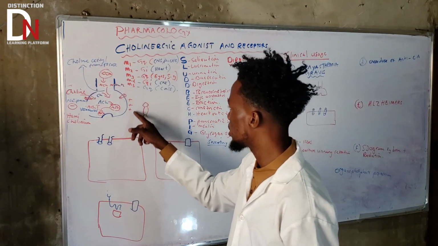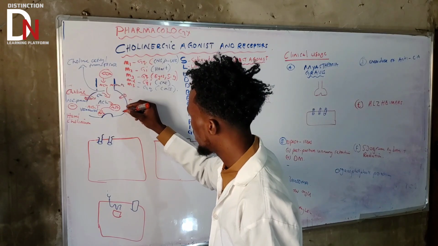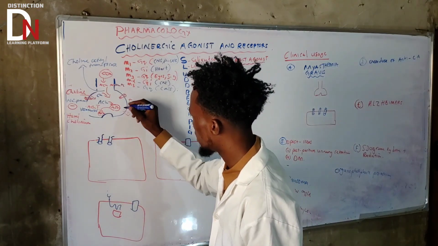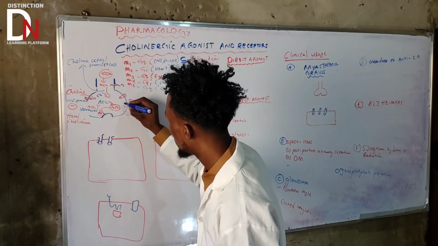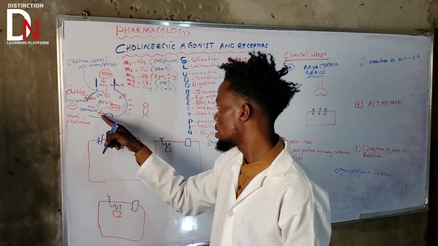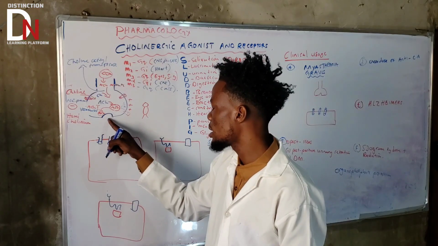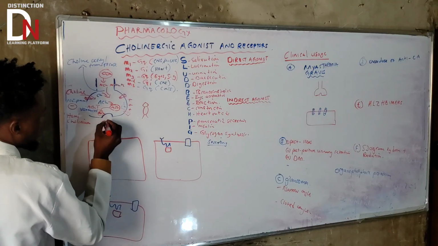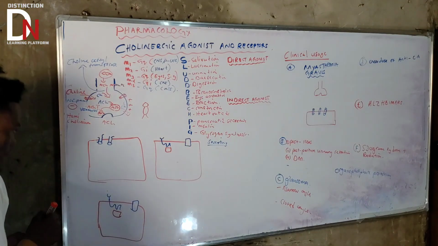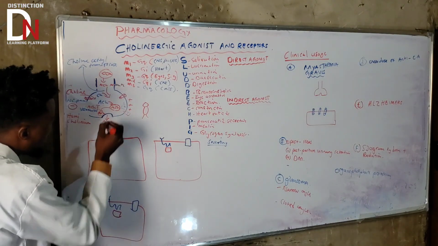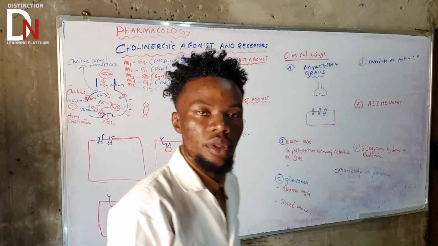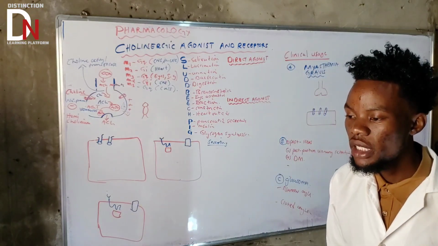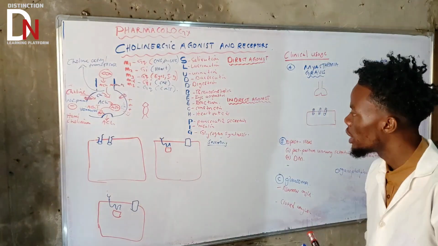So if this action potential comes like that, calcium will start rushing into the cell, causing the acetylcholine vesicle to fuse with the axonal terminal, so that now this acetylcholine can be released here. It's due to the action potential that acetylcholine is released from the axonal terminal onto the synaptic gap.